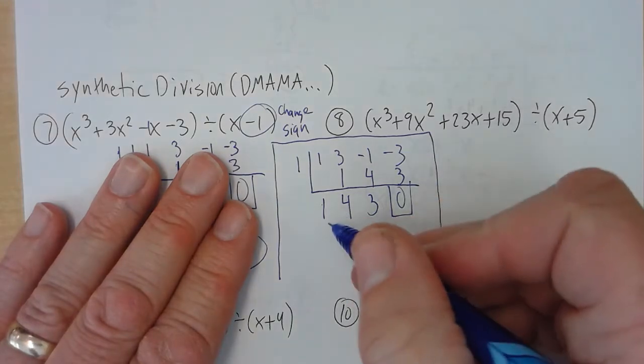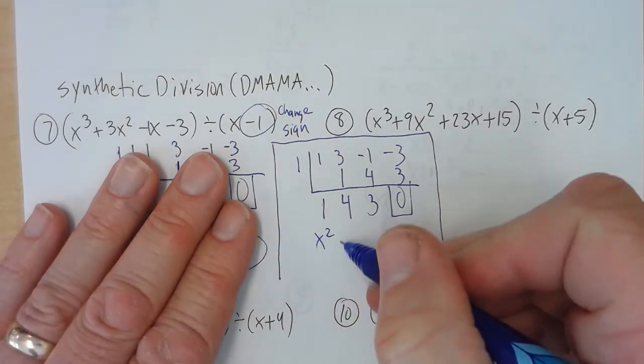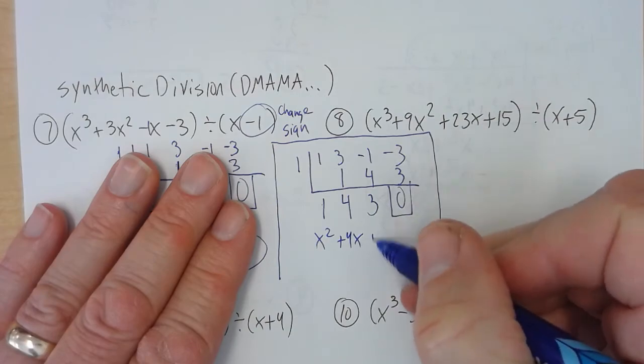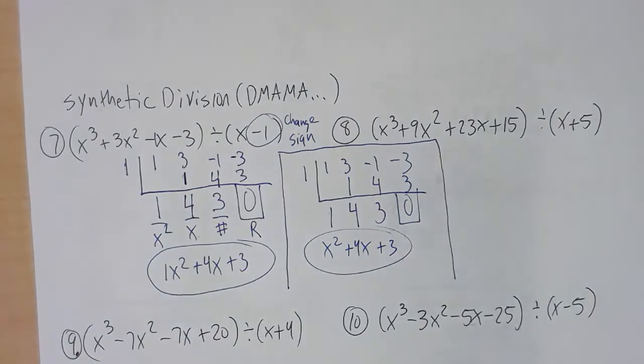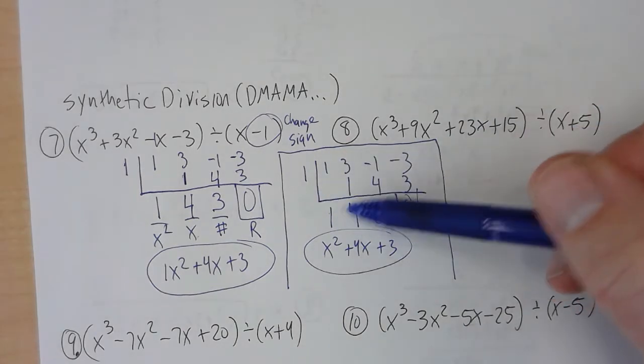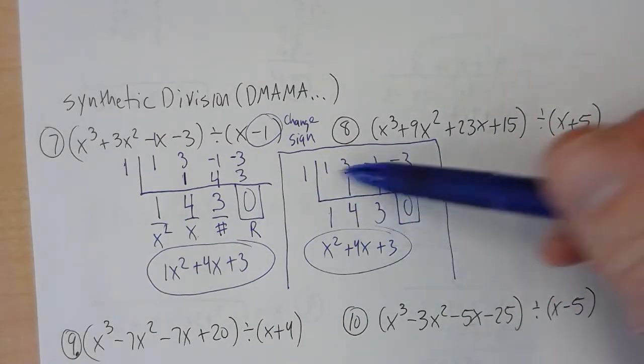So this is the x squared, that's the x term, and then that's the 3, and that's the answer right there. Okay, so I did it twice just to show you how you drop, you multiply, you add, you multiply, you add, you multiply, you add.